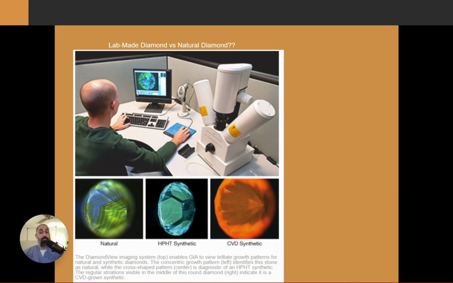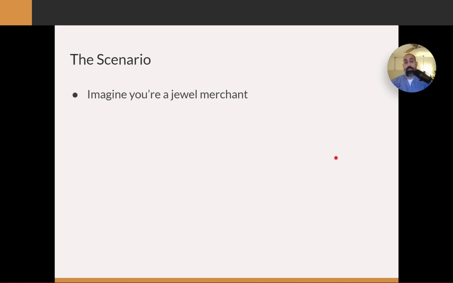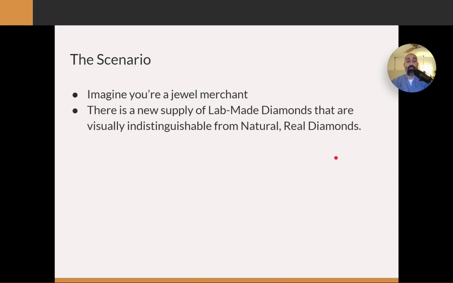Lab-made diamonds, compressing carbon under high heat, can now mimic real diamonds very, very accurately. And in fact, the only way to tell is to look under fluoroscopy at fluorescent luminescence strain patterns. These strain patterns are a bit different between natural diamonds and synthetic diamonds, and that's one of the ways we can tell the difference. So, imagine that you are a jewel merchant, and there is a new supply of fake diamonds, lab-made diamonds. I'm going to call lab-made diamonds fake diamonds. They're actually diamonds. I mean, the carbon structure is the same, but they're not mined from the earth. So we're going to call those fake.